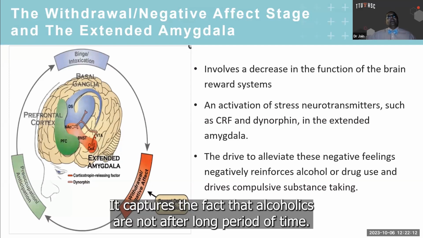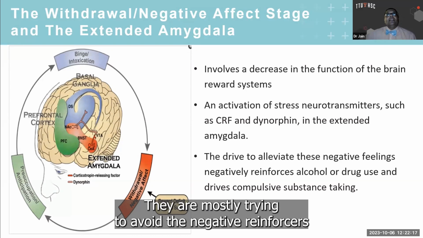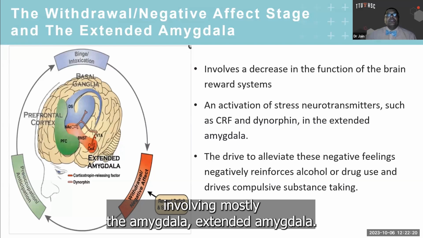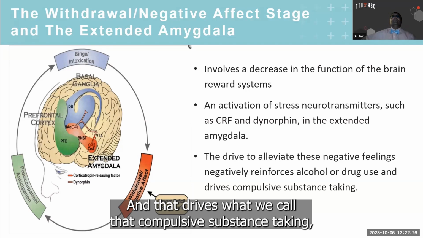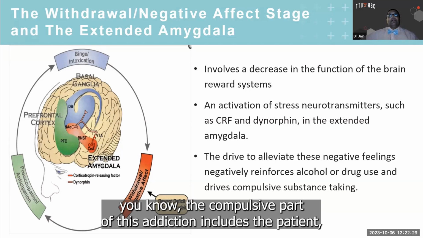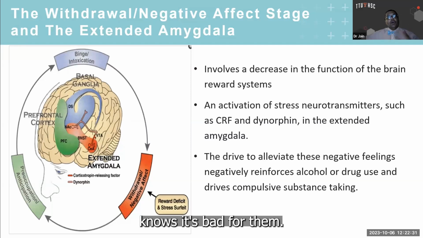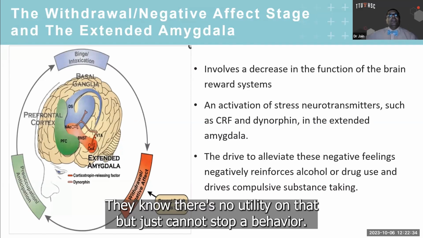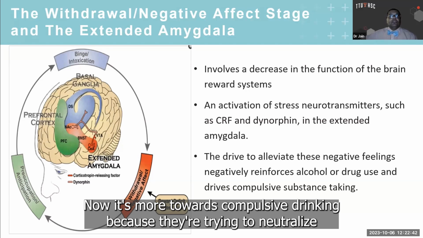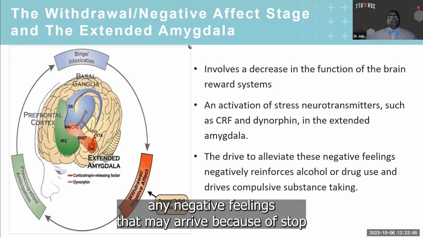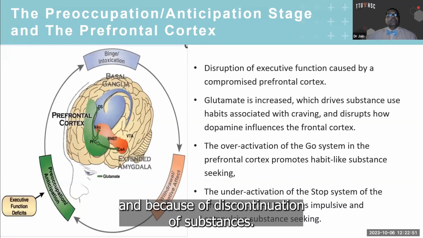It captures the fact that alcoholics, after a long period of time, are mostly trying to avoid the negative reinforcers involving mostly the amygdala, extended amygdala, right? And that drives what we call compulsive substance taking. Remember, the compulsive part of this addiction is that the patient knows it's bad for them. They know there's no utility in it, but this cannot stop the behavior. So initially it starts with impulsive drinking. Now it's more towards compulsive drinking because they are trying to neutralize any negative feelings that may arise because of discontinuation of substances.